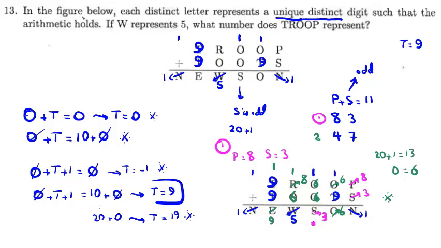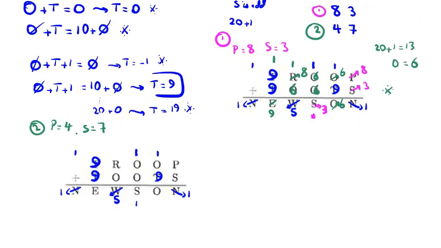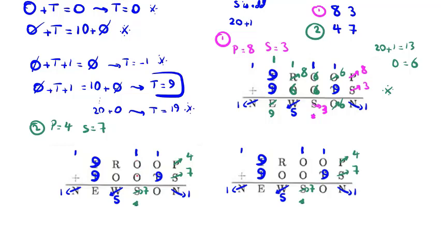Now we should check the second case. P is 4. S is 7. So here, case number 2. P is 4, S is 7, here S is 7. Here, 2O plus 1 is 7 or 17. We should consider both cases. If it is 7, 2O plus 1 here is 7, and in the other case, we check 2O plus 1 is 17. So if it is 7, O is 3.